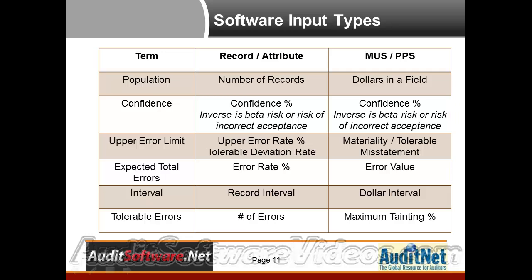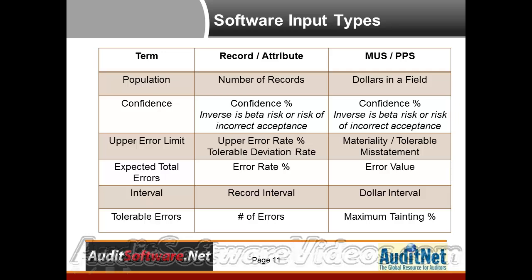So for the most part, you have a population, which in a record sample is your number of records, or in a monetary unit sample is more of, say, the dollars in a particular field: accounts payable, accounts receivable, inventory. Then you have a confidence percentage, and some people will call it beta risk, which is another name for this. And beta risk is the inverse of confidence.